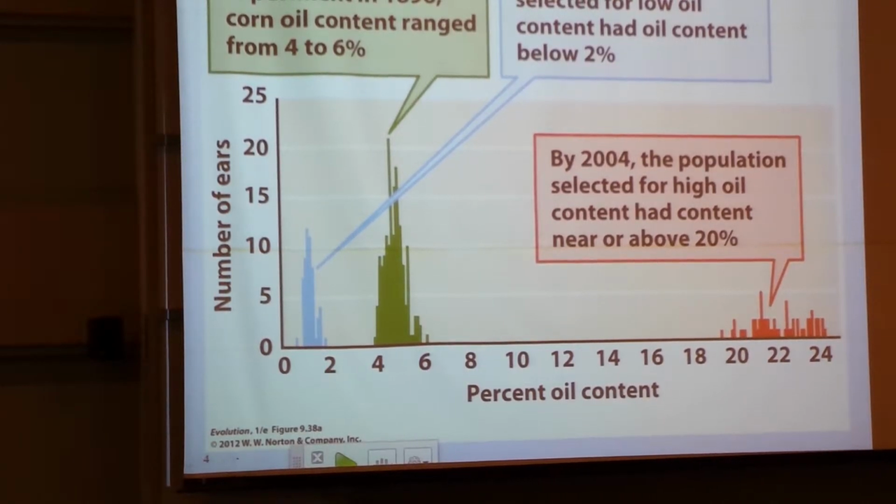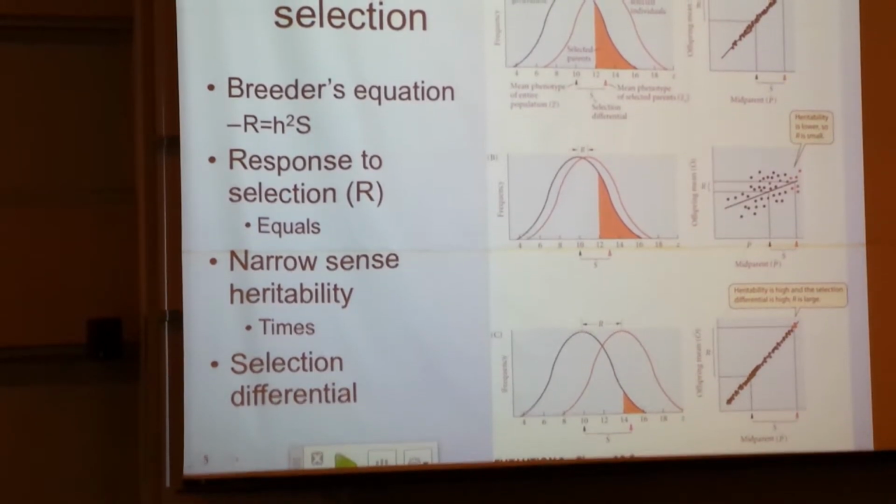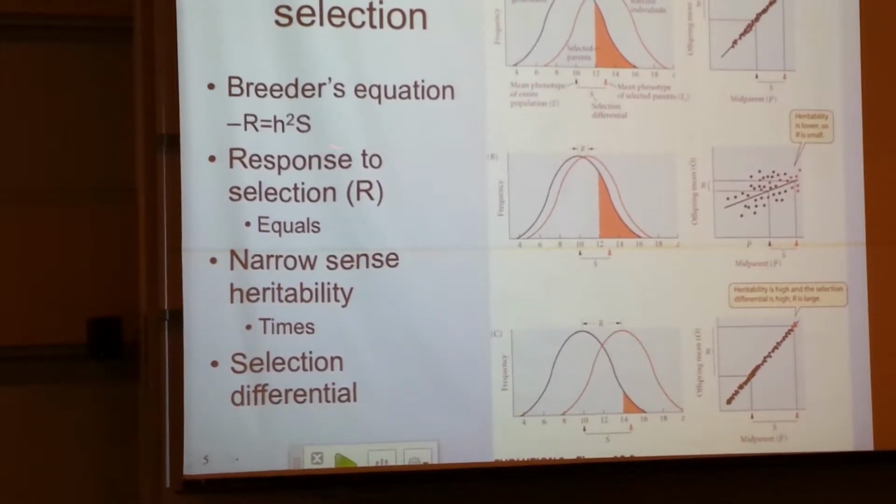So what we're going to talk about today is a little bit about how breeders and others that are interested in artificial selection are able to quantify and predict these sorts of results. So the key is an idea called the breeder's equation. Pretty simple mathematics. Essentially, the response to selection R is equal to the narrow sense heritability, h squared, multiplied by the selection differential. So it's a simple equation.